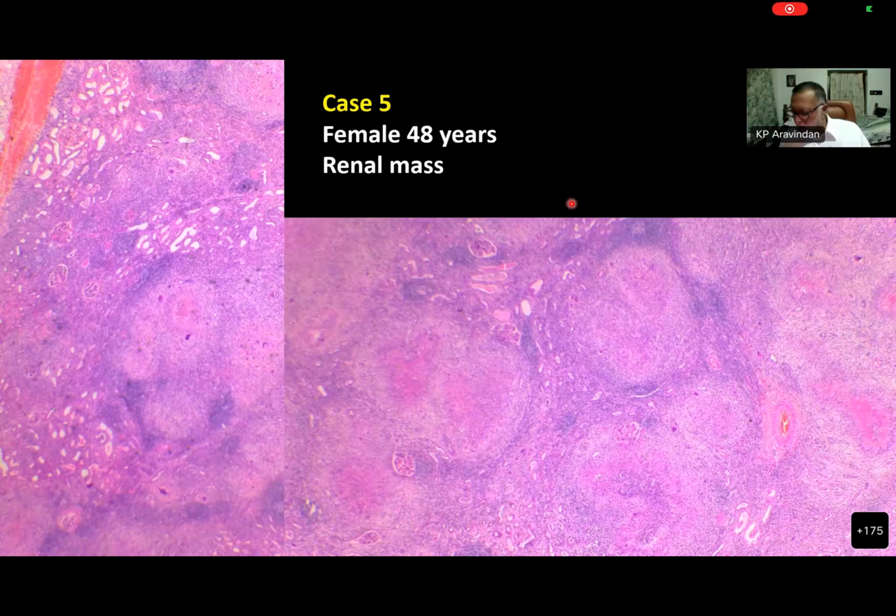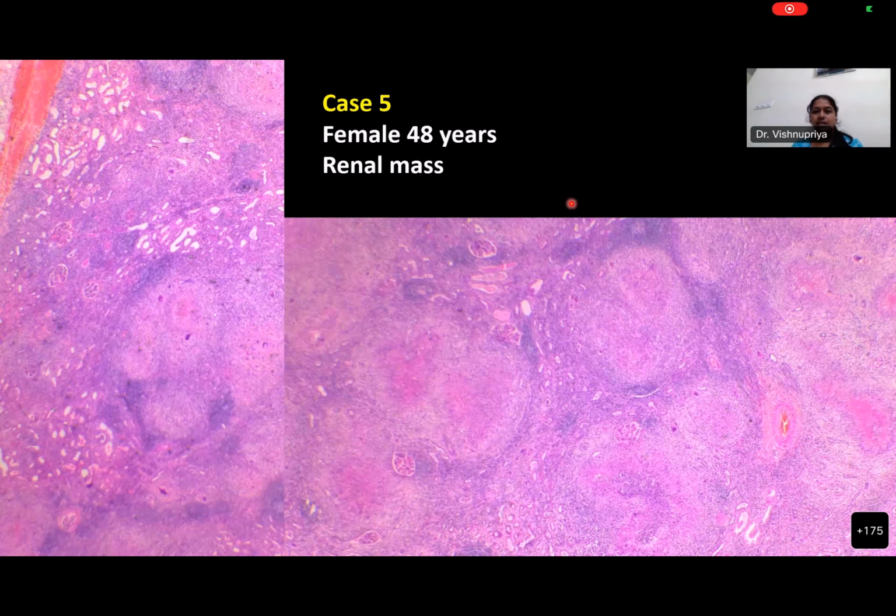So this will be discussed by Vishnu Priya. So this is a local view of probably renal tissue displaying glomerulus and tubules, and there is increased inflammatory cell infiltration.